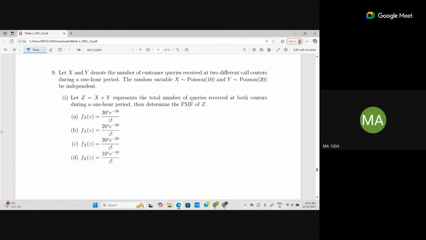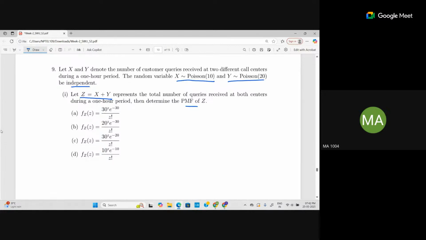Here we are given that X and Y denote the number of customer queries received at two different call centers during a 1 hour period. X is following Poisson with parameter 10 and Y is following Poisson with parameter 20, and both are independent. Z is defined as X plus Y, representing the total number of queries received at both the centers during 1 hour. We have to find the PMF of Z. We have already seen this concept. Z is equal to X plus Y, so Z will be following a Poisson distribution with parameter 10 plus 20, which is equal to 30.